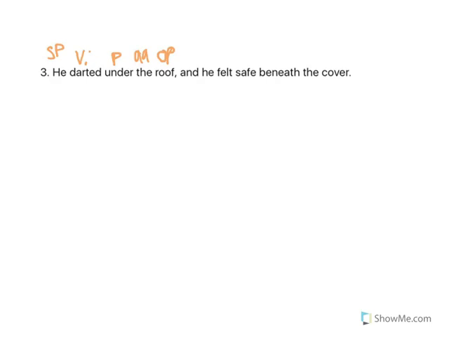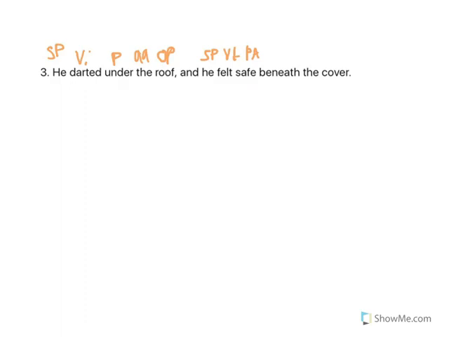And he felt safe beneath the cover. He is going to be our subject pronoun, the one performing the action. He felt safe. Now this is a little different. Felt is actually going to be a linking verb here. He felt safe, and so safe is going to be our predicate adjective. We know this because when we talked about linking verbs, we talked about how it was essentially displaying this. He equals safe. He felt safe. So here, the word felt is linking he, our subject, to safe, our predicate adjective.